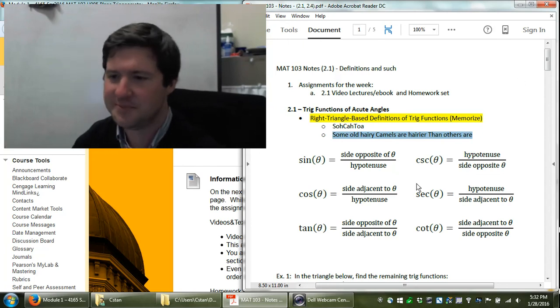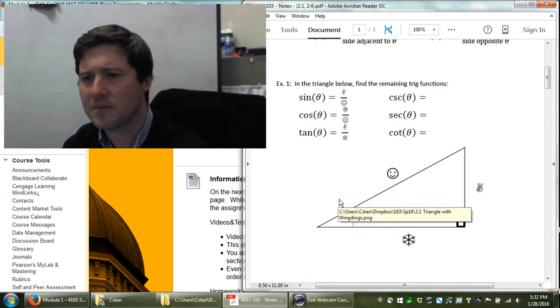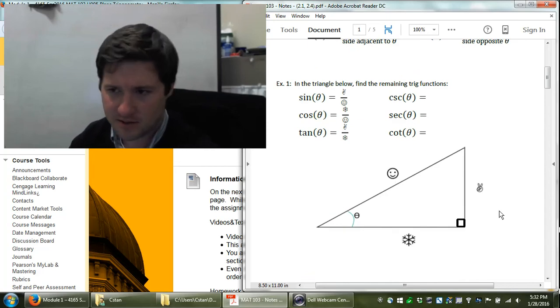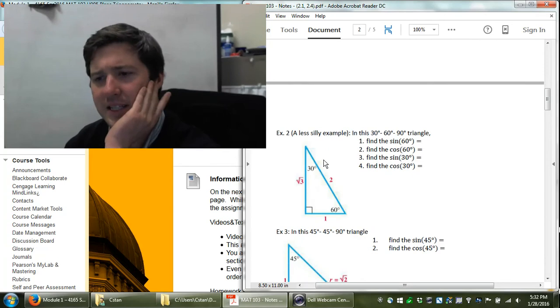There's some great mnemonics for it. You probably remember SOHCAHTOA from high school, if you took trig in high school. There are also some great other ones. I was looking up dirty trig mnemonics. This is the worst one I could come up with.